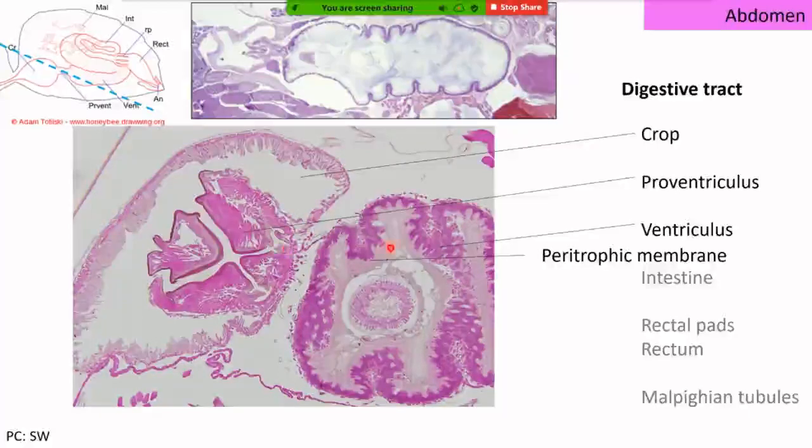Now, from proventriculus, we will move on to the ventriculus, which again is the true stomach of the honeybees. And it is lined by ventricular cells that produce this peritrophic membrane. Now, peritrophic membrane serves two purposes.